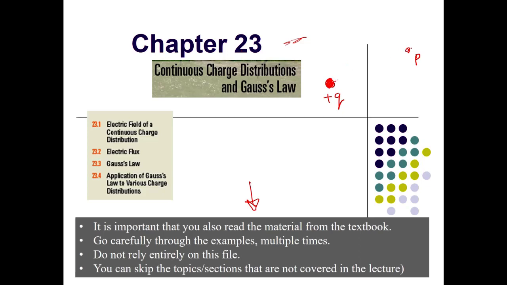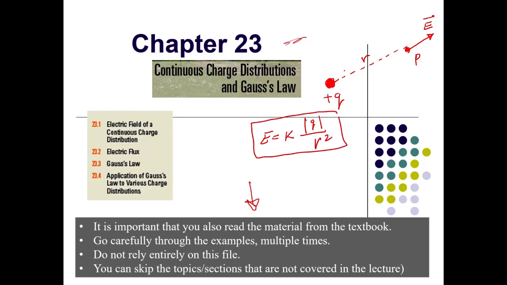If you put the test charge at point P, the electric field will be in this direction, and its value depends on the value of Q, the source charge, and also the distance between Q and point P. Let's say that distance is R. The value of the electric field is simply equal to K Q divided by R squared.